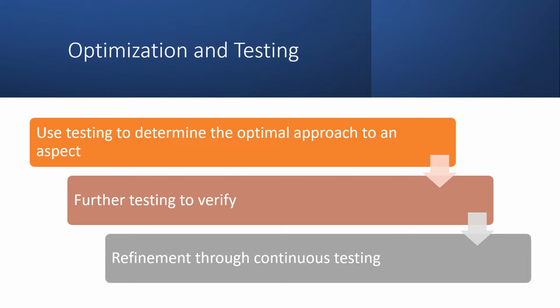So how does it fit in with testing? You want to use testing again to determine the optimal approach to any aspect of your marketing, again, from your offer to your creative. But then what you do is you don't stop testing. Once you've identified through testing what the right, for instance, images are to use on a landing page, or the right subject line to use in an email, or the right graphics in an ad, you don't stop there. You keep testing to make sure that you've found the perfect approach.